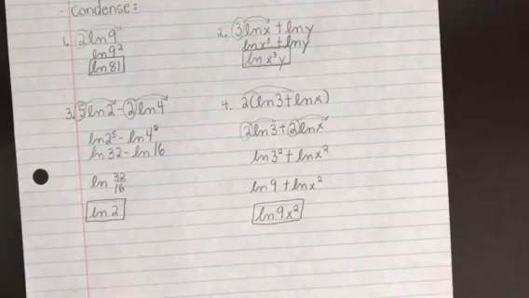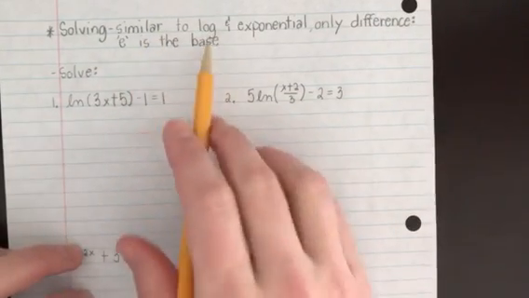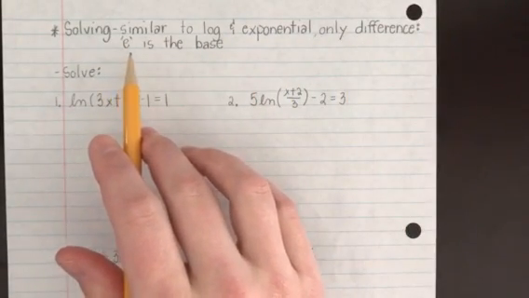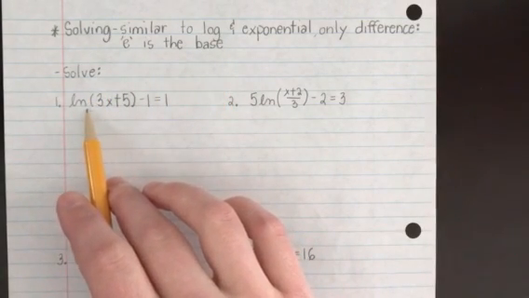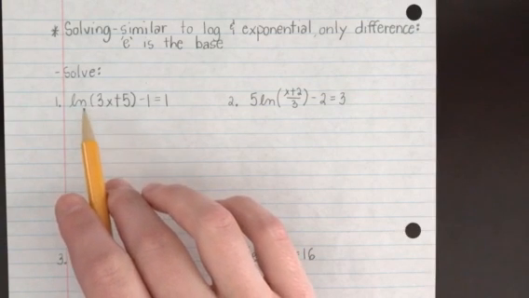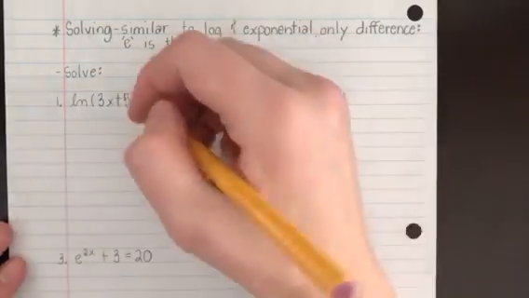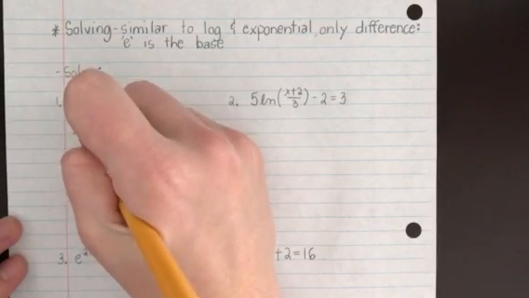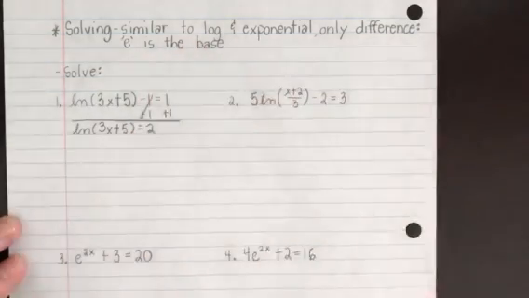Okay, so solving. That was our condensing, practicing that. Solving is similar, and in fact, almost exactly the same as log and exponential. The only difference is that when you're dealing with natural log, or the natural base, e is the base. So if I ask you to solve this natural log problem, just like solving a regular log problem, you're going to isolate the log, which in this case means I need to get rid of this minus 1. So plus 1, plus 1. Then I get natural log of the quantity 3x plus 5 equals 2.